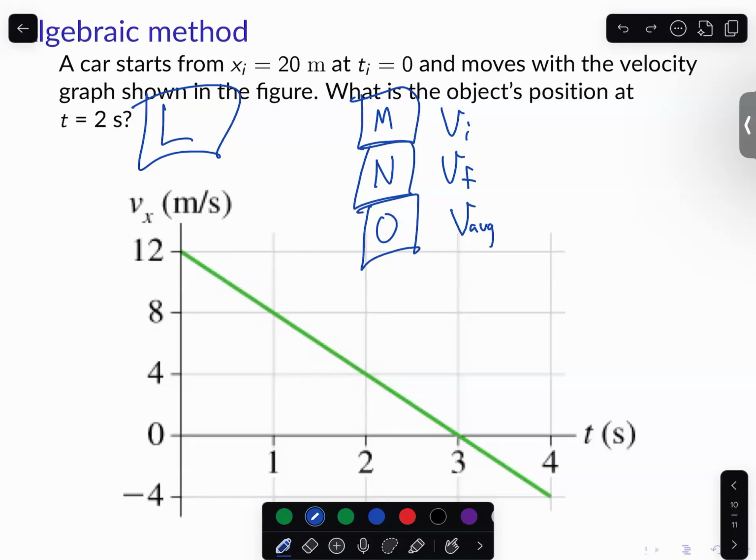I see another big cause of mistake. You have to read the question carefully, people, please. I'm talking about from 0 to 2, not 0 to 4. Read the question carefully. Try again.